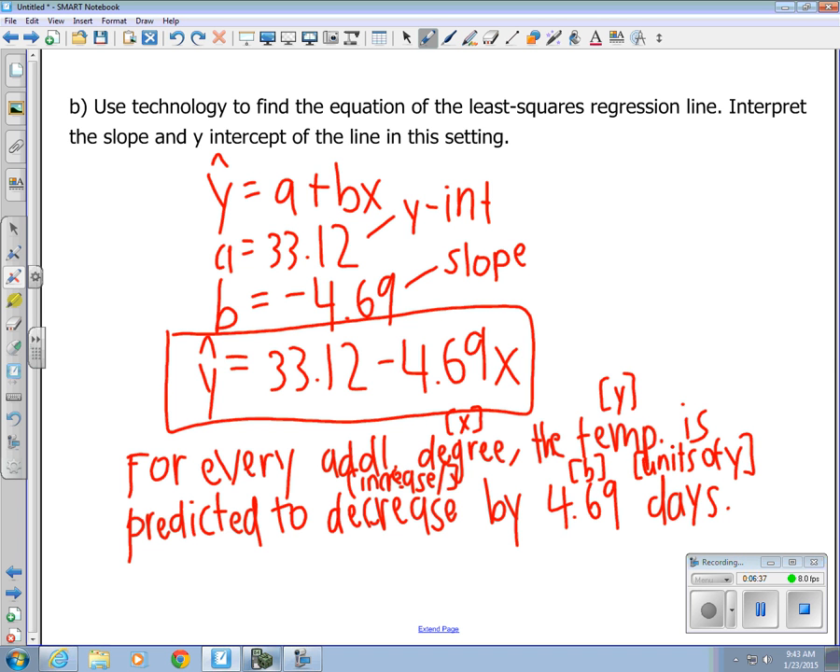And then as for the y-intercept, when you interpret the y-intercept, you set the x equal to 0 in context, but in this context, x equals 0 doesn't really make sense, so the y-intercept interpretation has no meaning.